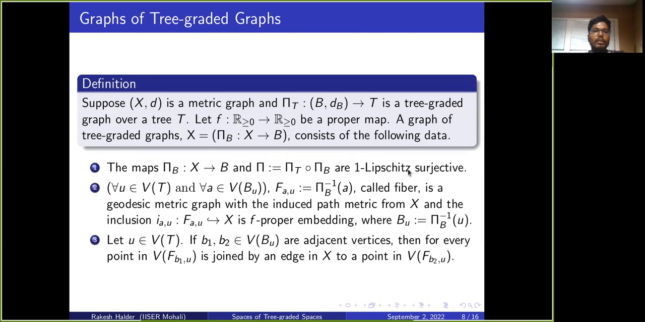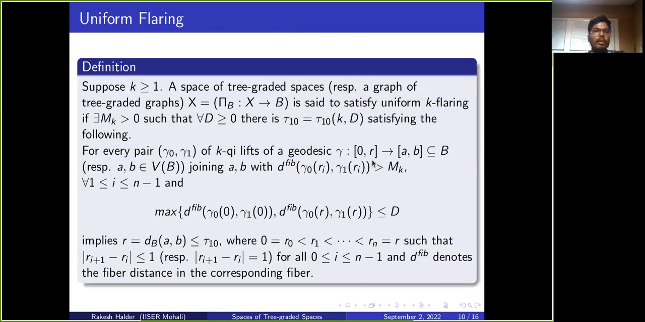And we also have a graph analog, where capital X and B are all metric graphs. So we leave this for this talk and we refer to the paper for more details. Now we define uniform flaring.